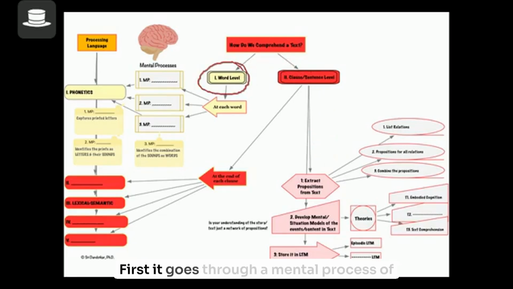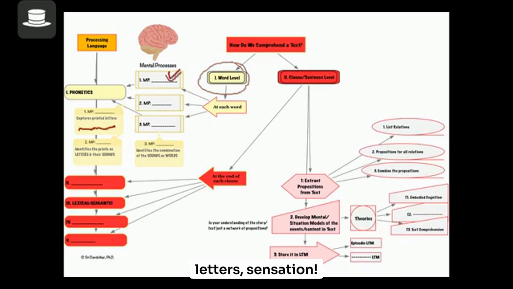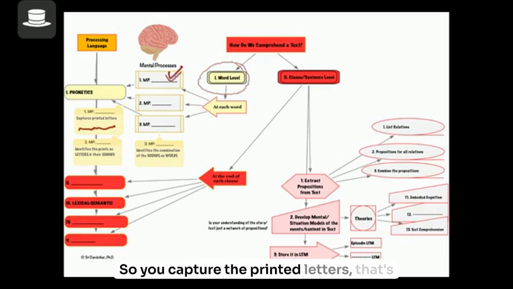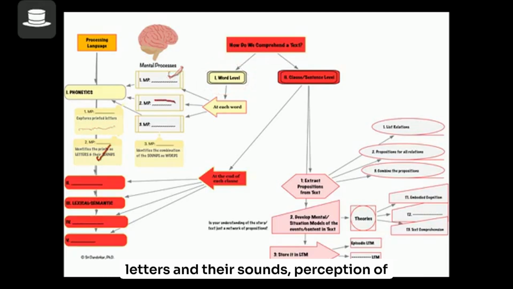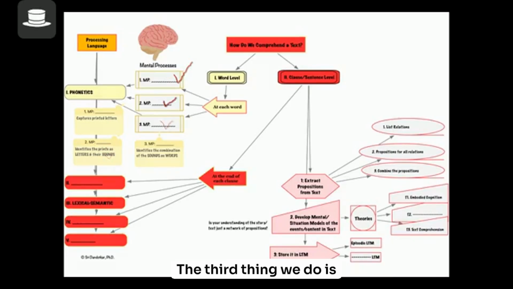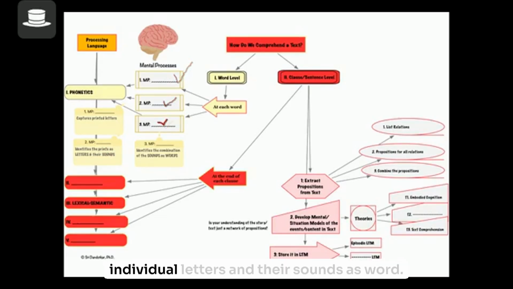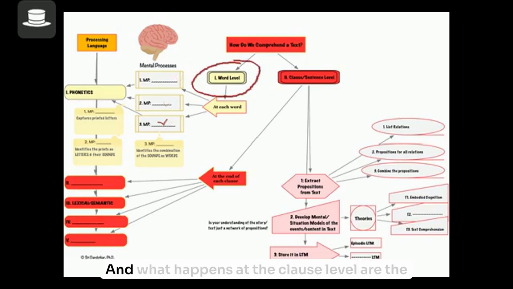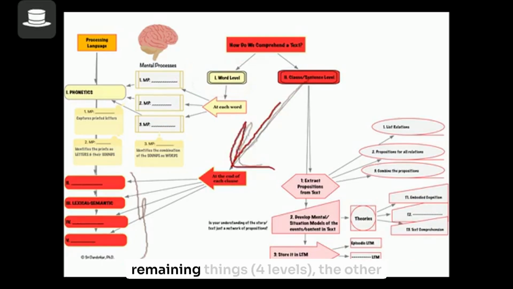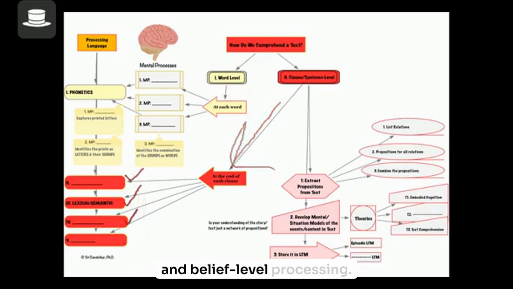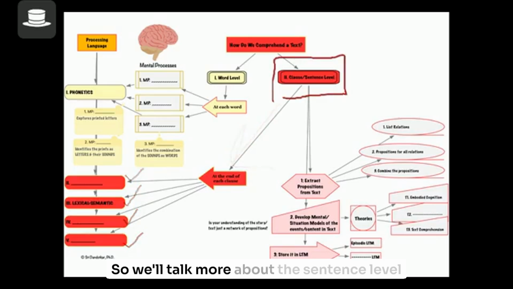First, it goes through a mental process of number one. What is it? It captures printed letters, sensation. So you capture the printed letters, that's sensation. Then the second part is you identify the printed letters and their sounds, perception of letters. The third thing we do is perception of the combination of the individual letters and their sounds as a word. So that's exactly what happens at the word level. And what happens at the clause level are the remaining things, the other processes: syntactic, lexical, semantic, conceptual, and belief level processing. We'll talk more about the sentence level in the next slide.